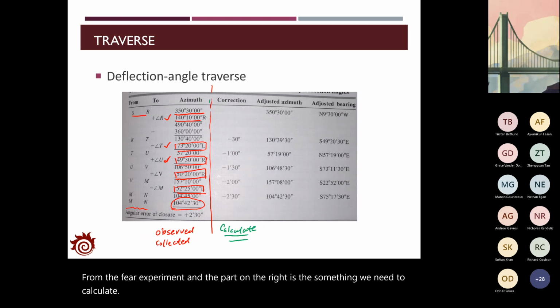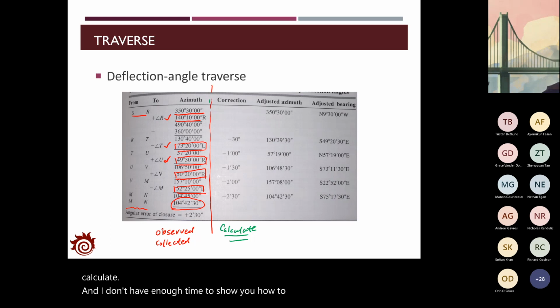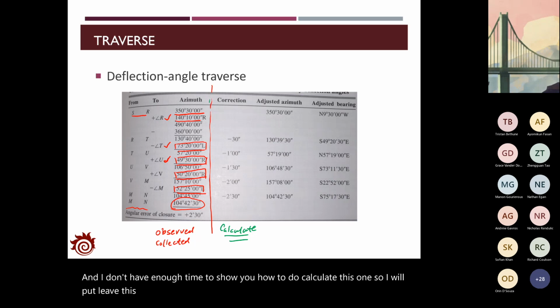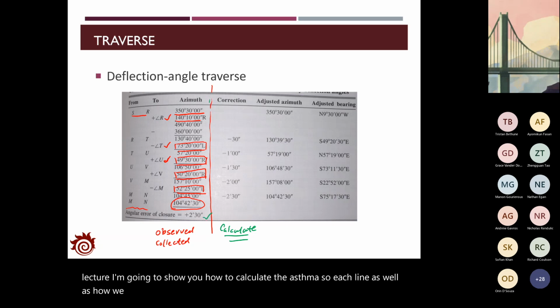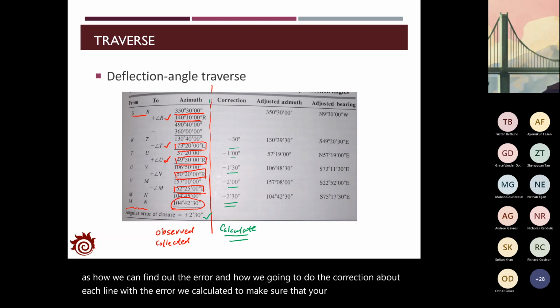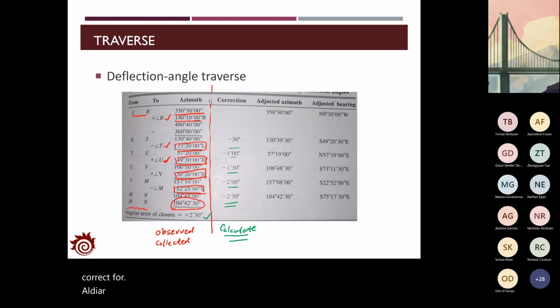I don't have enough time to show you how to calculate this one, so I will leave it for the next lecture. In the next lecture, I'm going to show you how to calculate the azimuth of each line, as well as how we can find the error and how we're going to do the correction for each line with the error we calculated, to make sure that your estimation is correct for all the different lines. Okay. So with that, I will stop the introduction about the contents in this lecture.